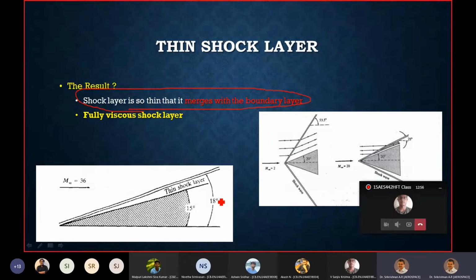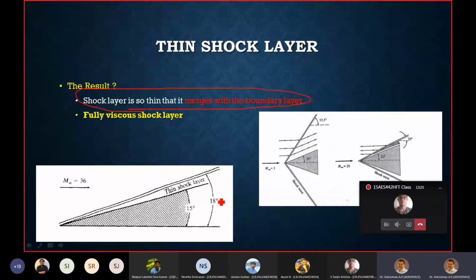Keep in mind that in the compressible flow course, we always considered the shock formation, etc., as inviscid. But now in hypersonic flow, when the Mach number is significantly high, the shock layer will be so thin that it will try to merge with the boundary layer. And this phenomenon is known as thin shock layer.